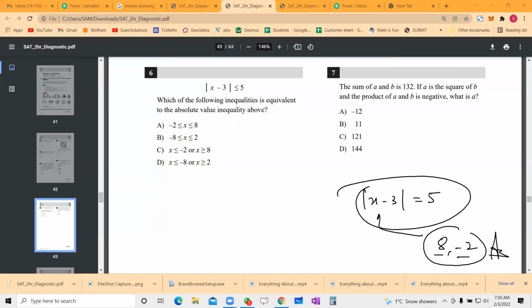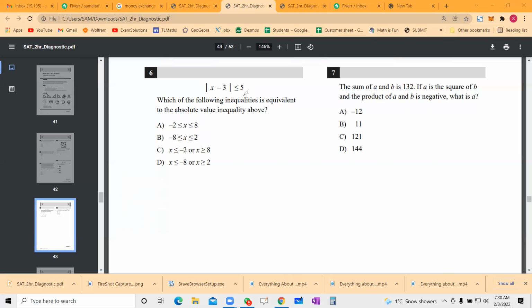Now let us move on to absolute value inequalities. Okay, so this is a little bit different now. And now let us go to absolute value of x minus 3 is less than equal to 5.